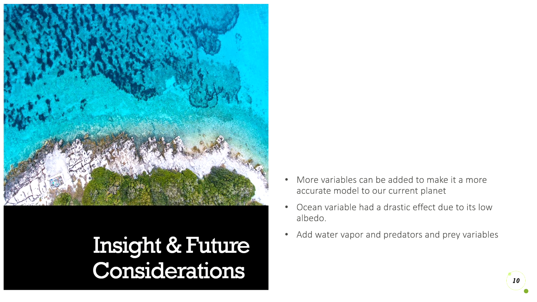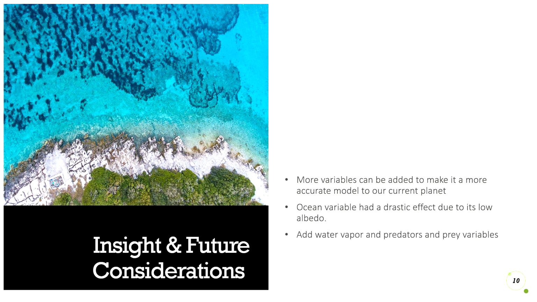This DaisyWorld simulation can become even more advanced and more variables and parameters can be added to make a more accurate model of this planet. One major observation made throughout our studies was that adding an ocean variable made a huge impact because of its low albedo and the amount of area it covers.